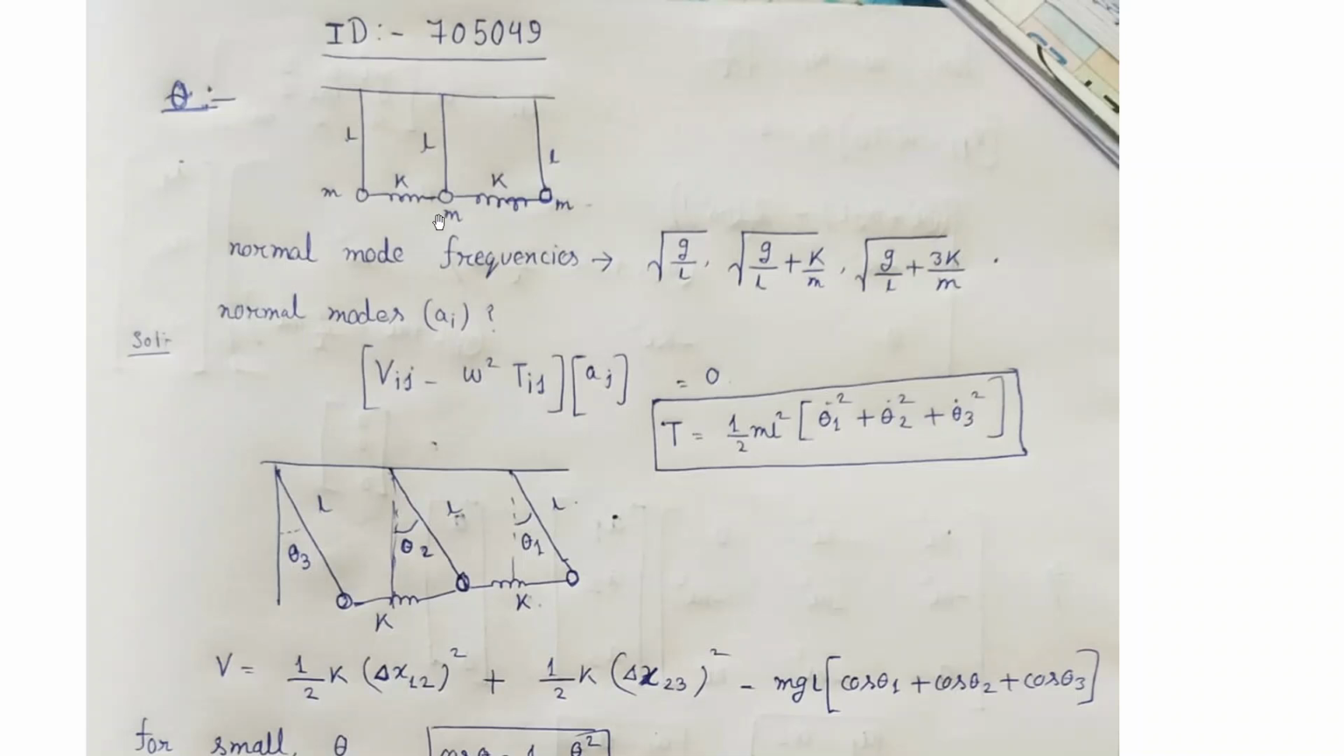So this is the diagram given in the question. You can see there are three strings, each of length L, two springs of spring constant K, and three masses M. This is the initial configuration.